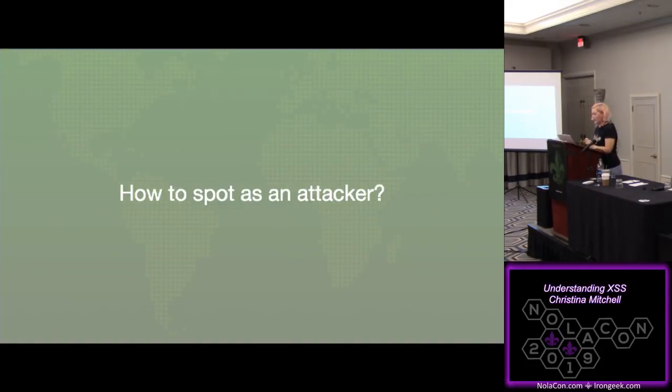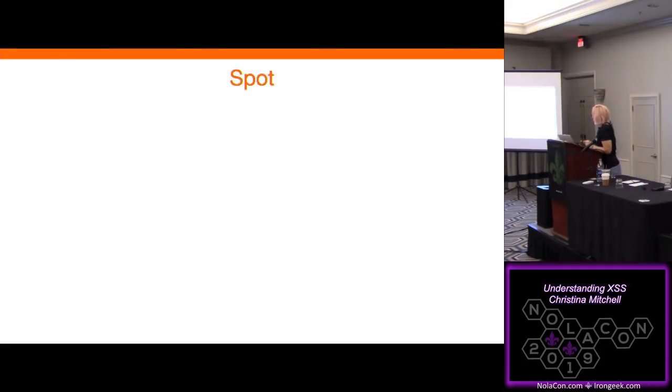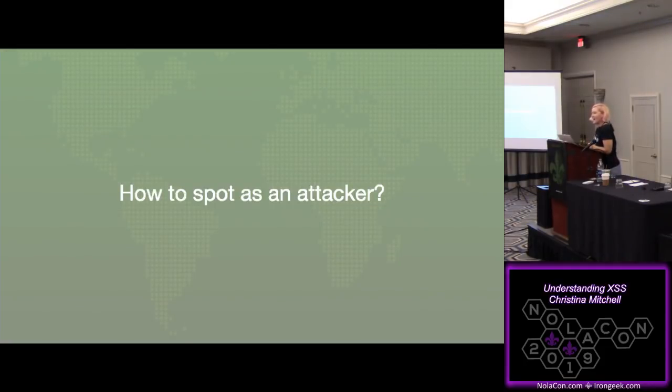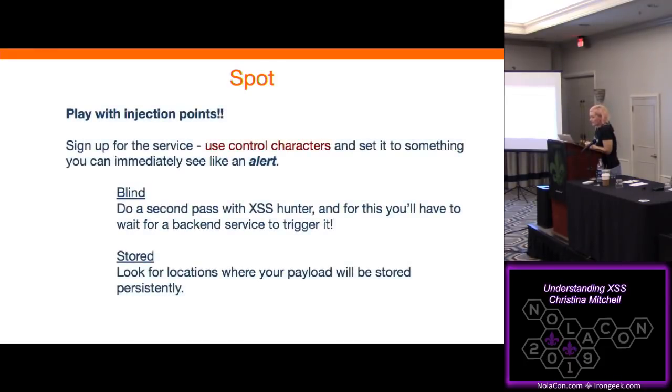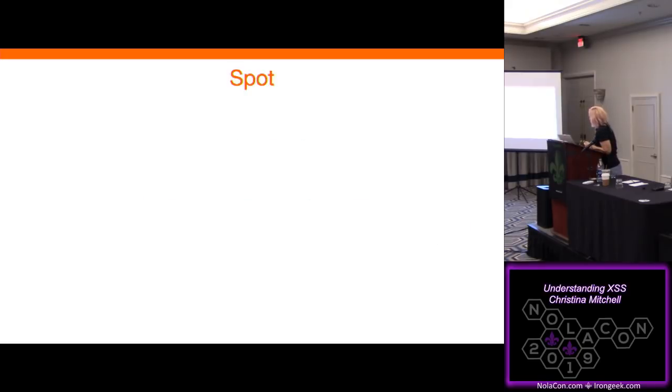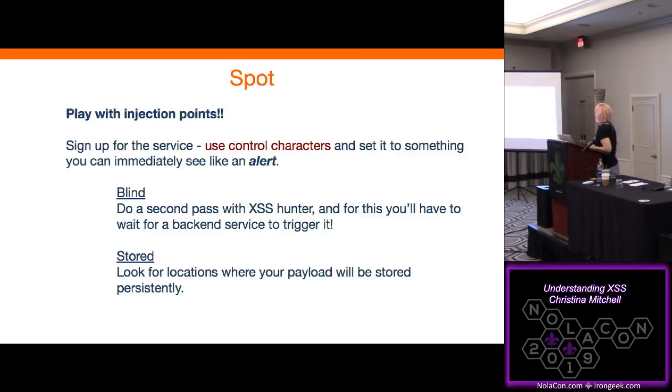Okay. How do you spot it as an attacker? Whoa, that went fast. How do you spot this as an attacker, besides me just talking to you to tell you that you can see it? All right, I'm going way too fast. So you play with the injection points. For example, sign up for a service, use the control characters that we saw earlier and set it to something you can immediately see, like an alert. That's why you often see alerts, because it's quick and it's on the page for you.